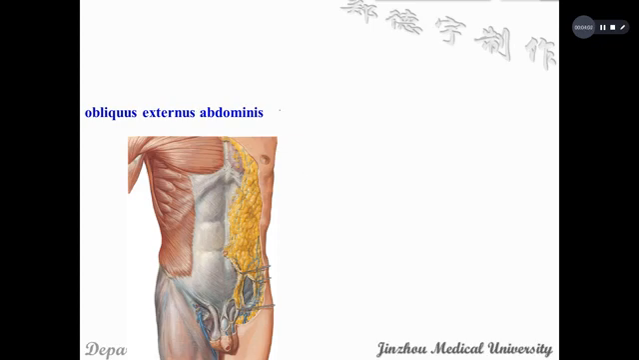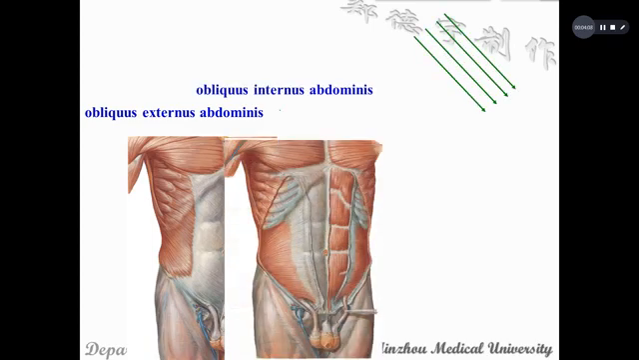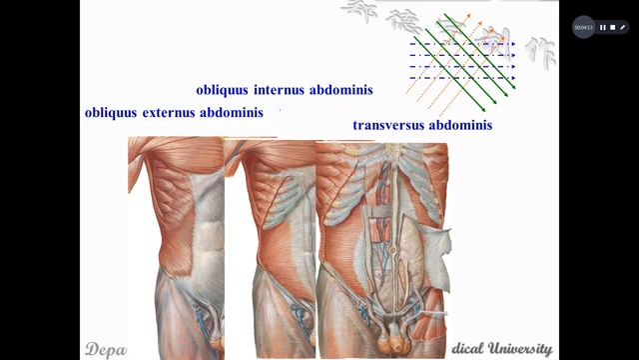Let's see, the obliquus externus abdominis has its fiber direction in this direction. And then the obliquus internus abdominis in this direction. The deep layer, the transversus abdominis, in this direction. And commonly, why do we only show the right part? Because, at first, this part, about this place, is where the operation of the vermiform appendix is done.